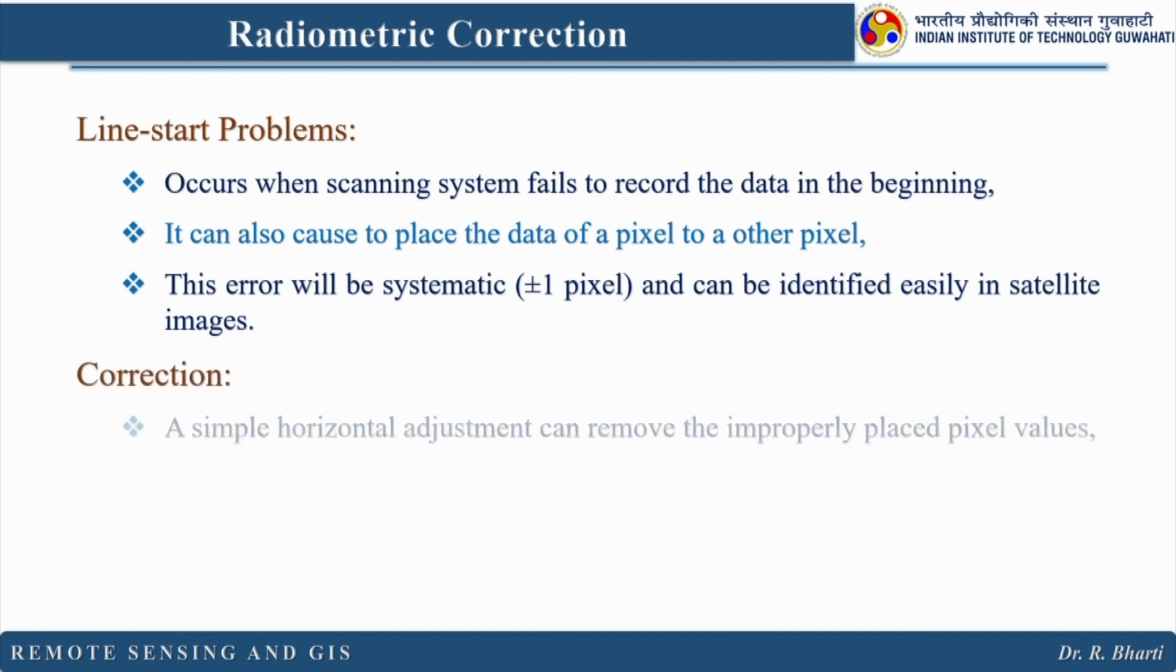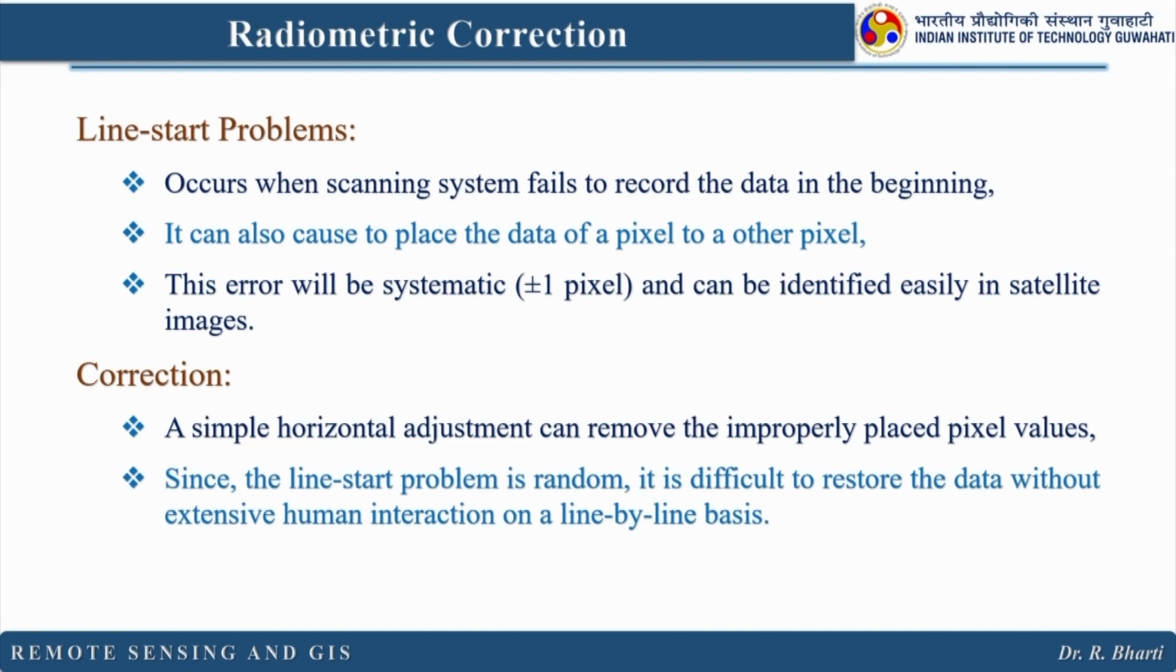So how do we correct this one? A simple horizontal adjustment can remove the improperly placed pixel values. If you just relocate them to their own position, then your image will be good. Since the line start problem is random, it is difficult to restore the data without extensive human interaction on a line by line basis.